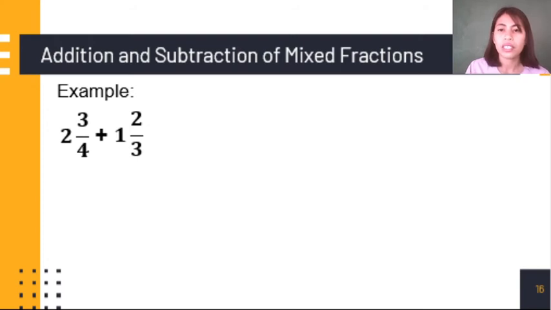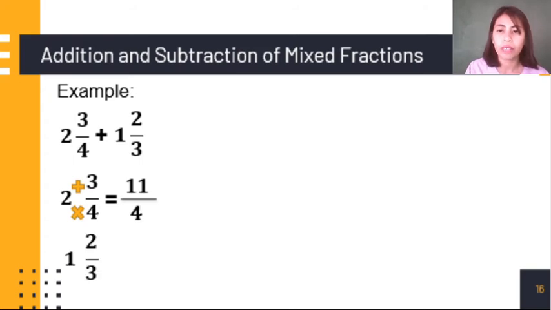So we can first transform 2 and 3/4 into an improper fraction. So 4 times 2, we have 8, plus 3, we have 11, over, we will copy the denominator, which is 4. Then for 1 and 2/3, 3 times 1, we have 3, plus 2, we have 5, over 3. Now we have two improper fractions and dissimilar fractions.